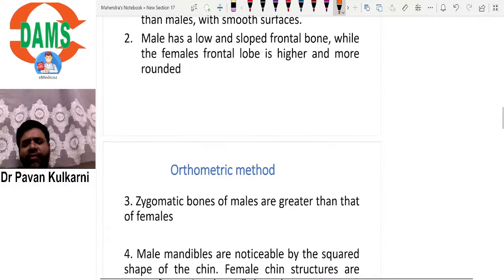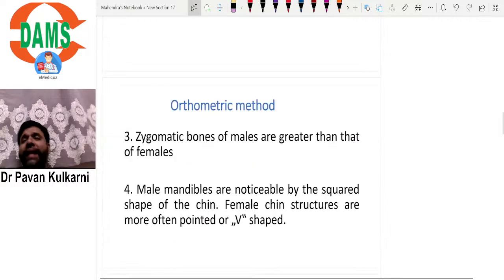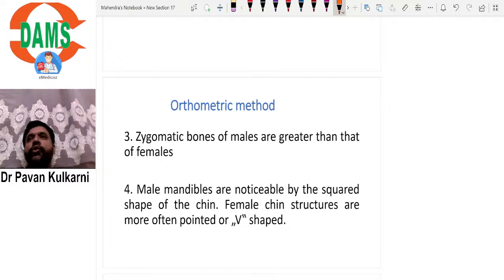What are the other osteometric features? Zygomatic bone, all of us know. Malar bone, right? All of us know that it's very commonly called the malar bone. Usually the zygomatic bone or malar bone is more prominent in males compared to females. That is why they say cheekbones, right? The cheekbones are usually more prominent in males.